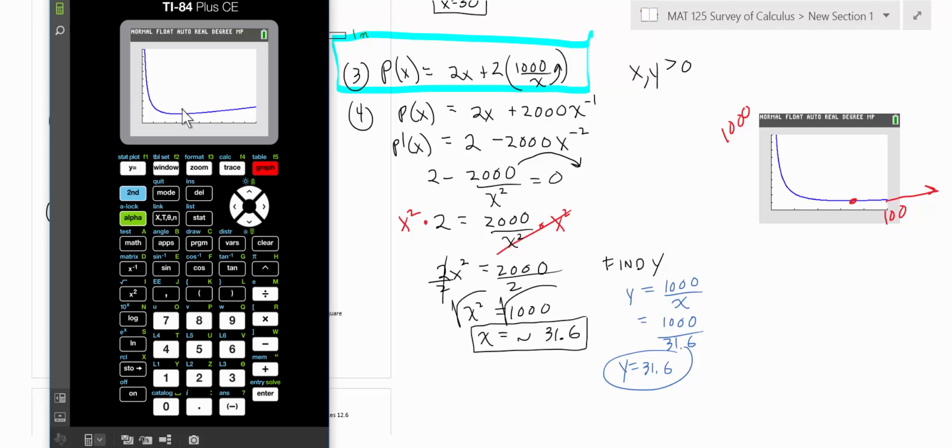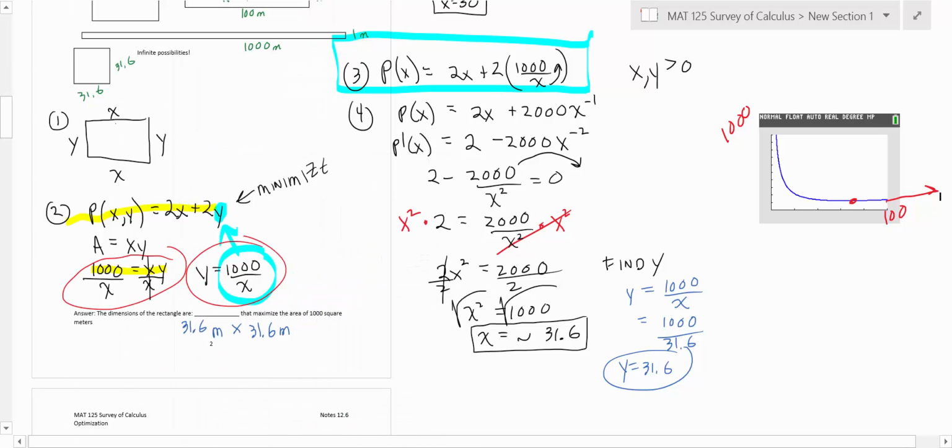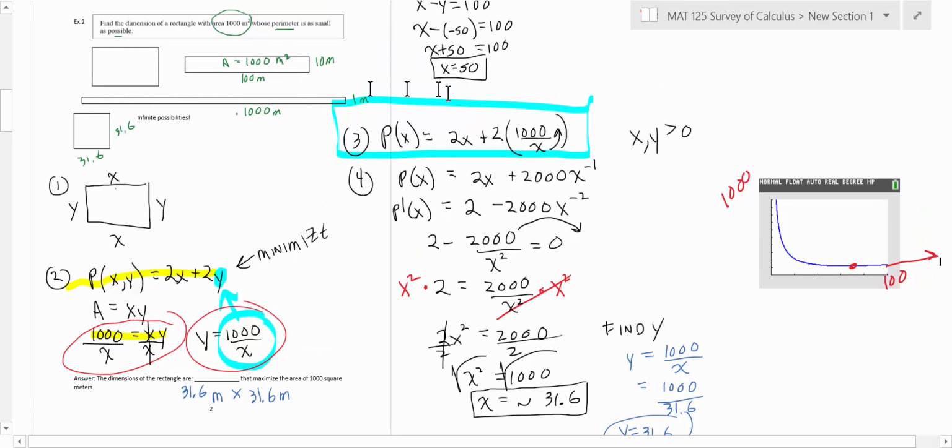So what happens on this problem is it turned out to be a square. That's what minimized the distance around. Is that logical to you? Now, it's not always that way, depending on the conditions of the problem. The way to make the distance around the smallest is to make it a square, not stretch it out like I did there. Does that help some?